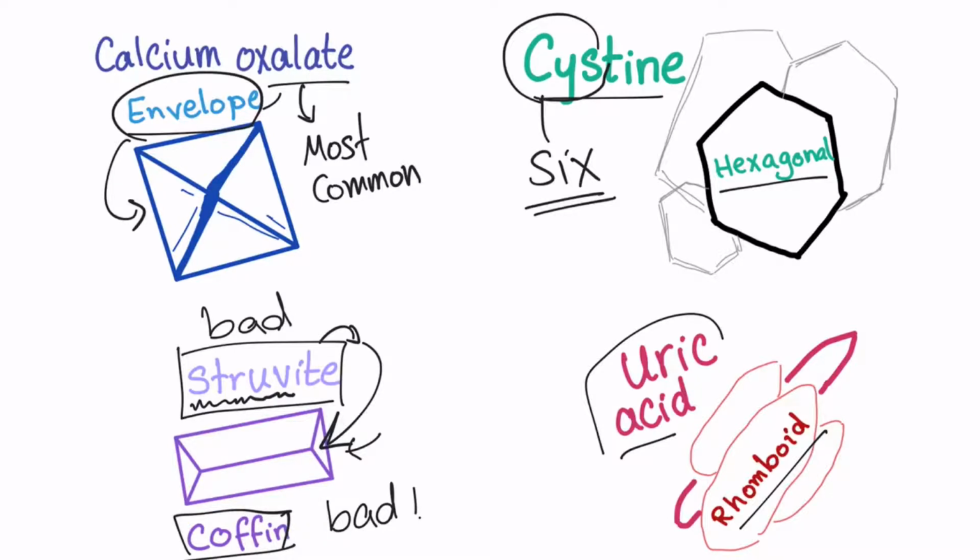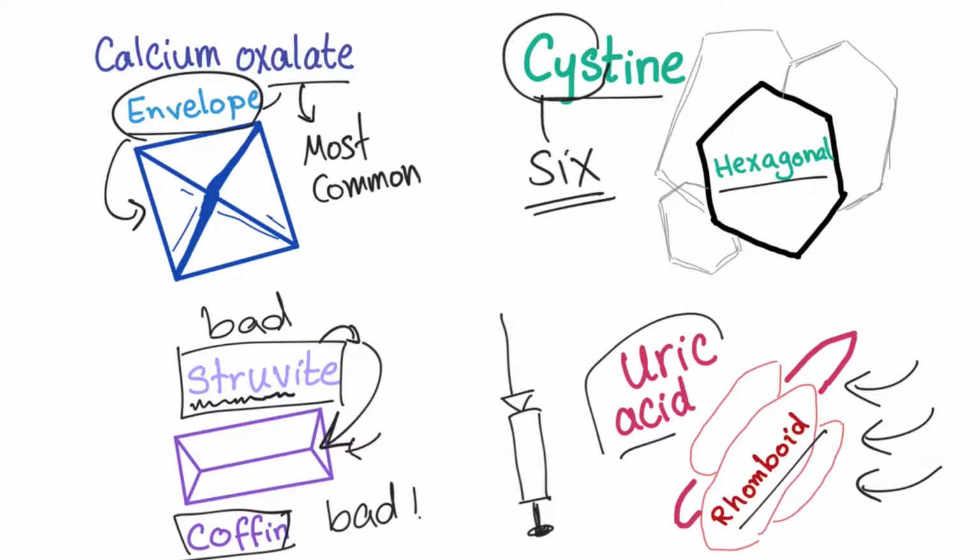In gout, the definitive diagnosis is to get joint aspirate to see these crystals, and if you see them, they are negative birefringent and they are elongated. So this is the most elongated shape. So uric acid, rhomboid. Envelope, calcium oxalate. Hexagonal, cysteine. Coffin shaped, struvite stones, the evil one. Rhomboid-shaped, uric acid. I hope it's simple, because it is.